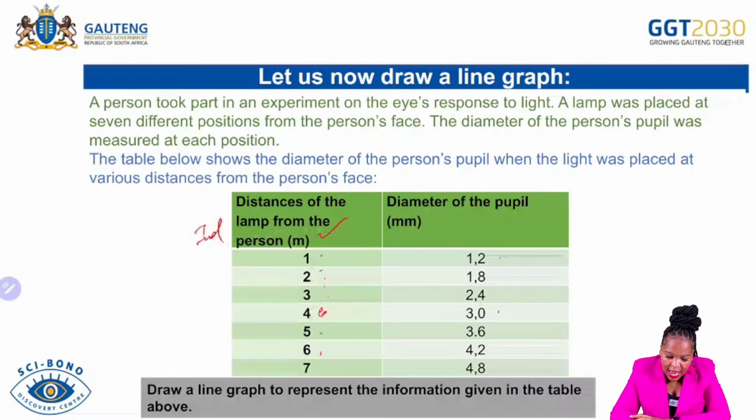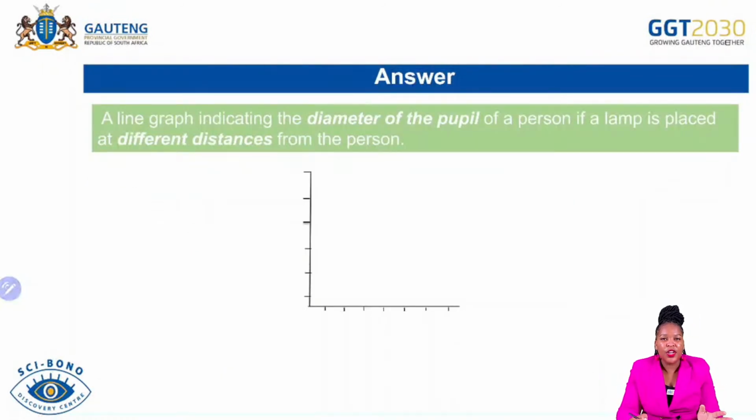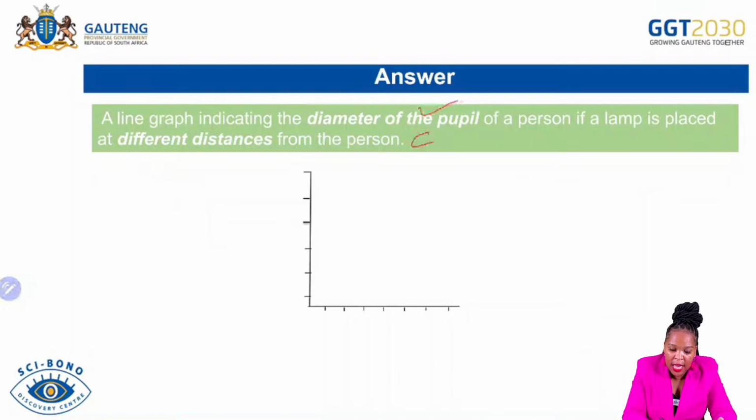Now, draw a line graph to represent the information given in the table above. What are you going to do now? A line graph indicating the diameter of the pupil of the person if the lamp is placed at different distances from the person. So this can be your caption. It already has the 2 variables, the diameter of the pupil and the distances. So you can get 1 mark for writing the caption with both variables.